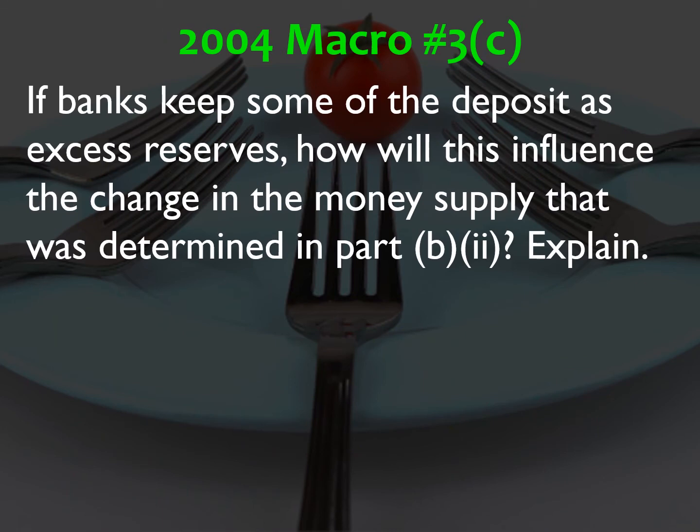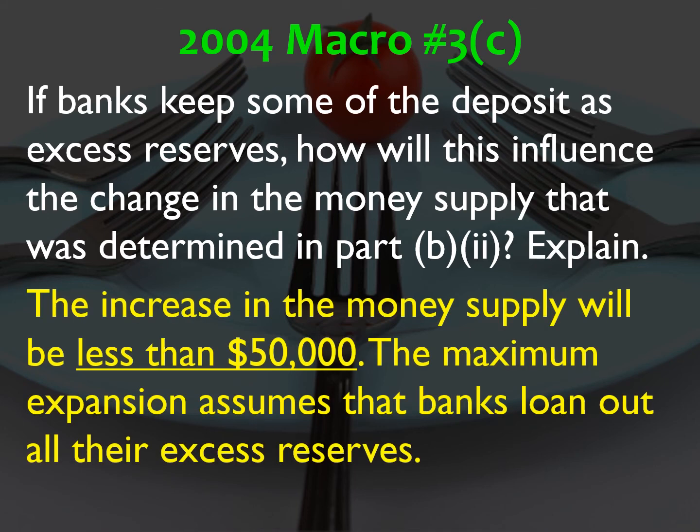C, if banks keep some of the deposit as excess reserves, how will this influence the change in the money supply that was determined in part B2? Explain. So the increase in the money supply would be less than $50,000 or whatever answer you put for part B2 because the maximum expansion assumes that banks loan out all their excess reserves. If the banks keep some excess reserves, that's going to reduce the effect of the money multiplier. So even though the required reserve ratio is 0.1, let's suppose the banks want to keep an additional 10%, that makes the effective reserve ratio 20%, which reduces the money multiplier to only 5.